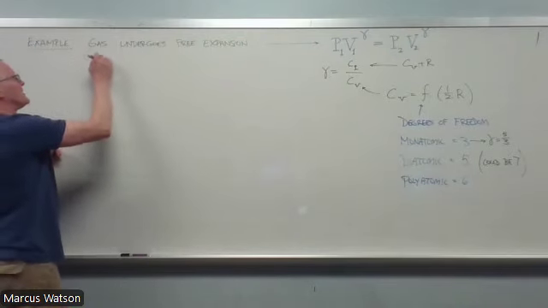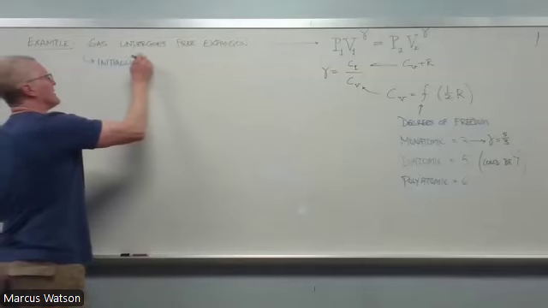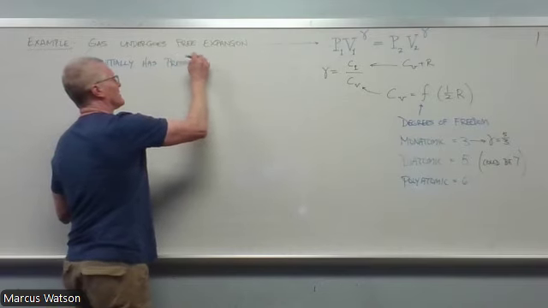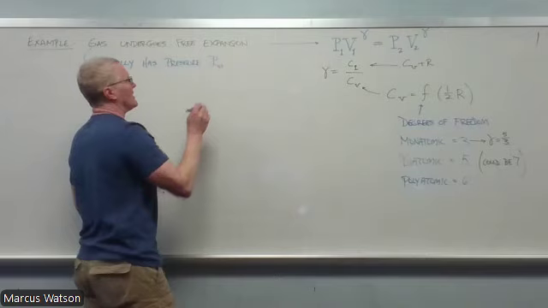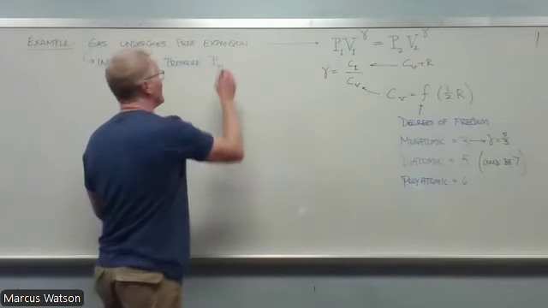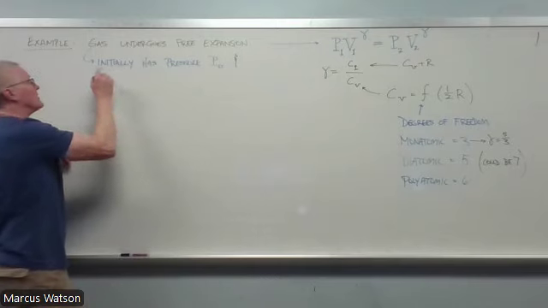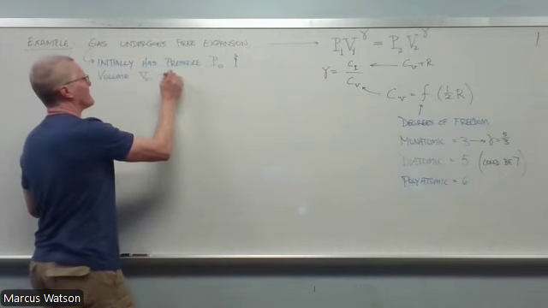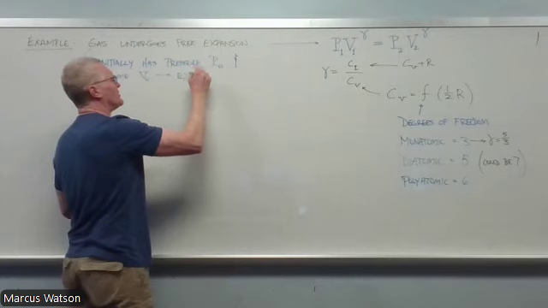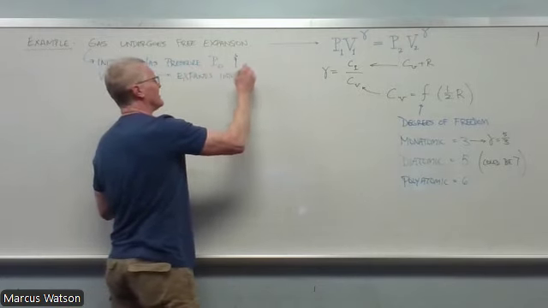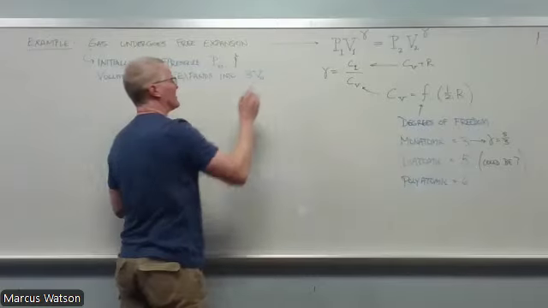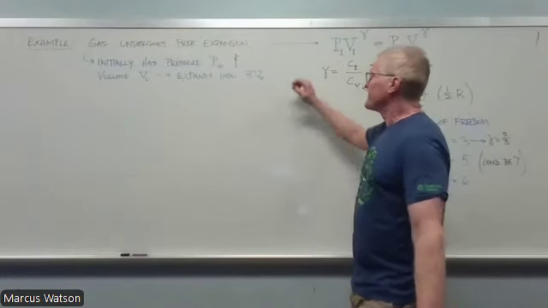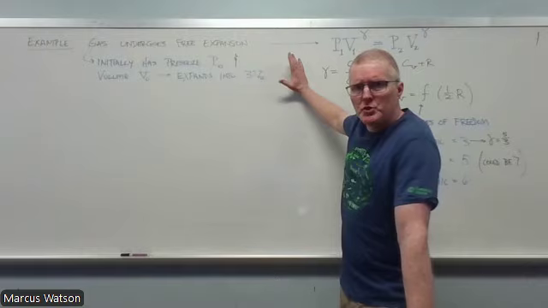The gas initially has pressure of P naught and a volume of V naught. And it's going to expand into a volume that's 3 times as big. So its final volume is 3 times bigger than its initial volume. How would you conceive of this?